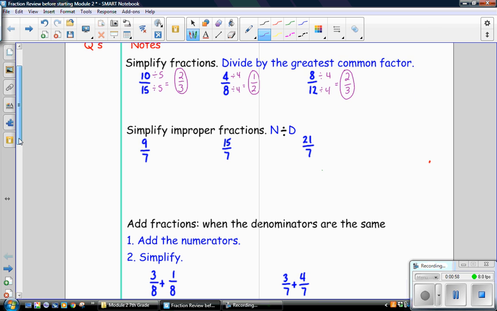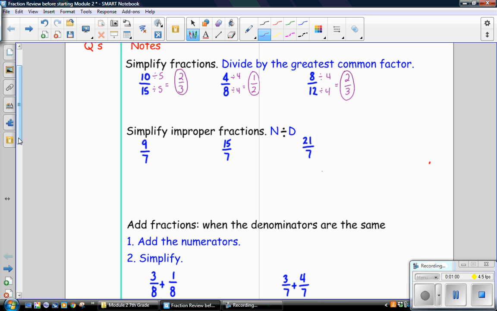Next, simplifying improper fractions. Remember that when you have an improper fraction, the numerator is greater than the denominator, so this will equal more than one whole. To convert it to a mixed number, you divide. 7 goes into 9 one time, and you have 2 left over, and that is your numerator, and the answer is 1 2/7. So 9/7 is made up of 7/7, which is the whole, plus 2 more sevenths, and the answer is 1 2/7.